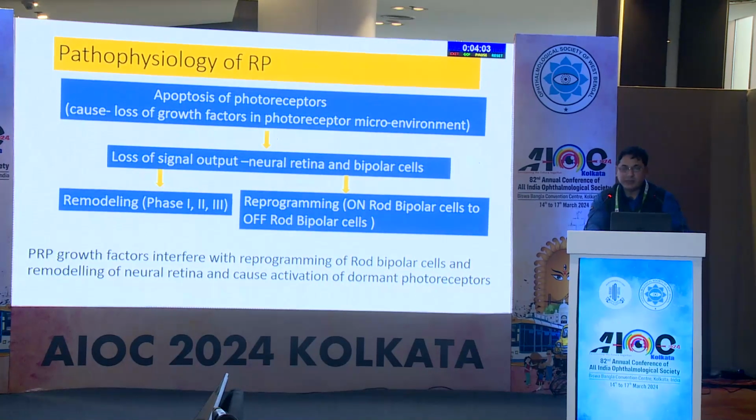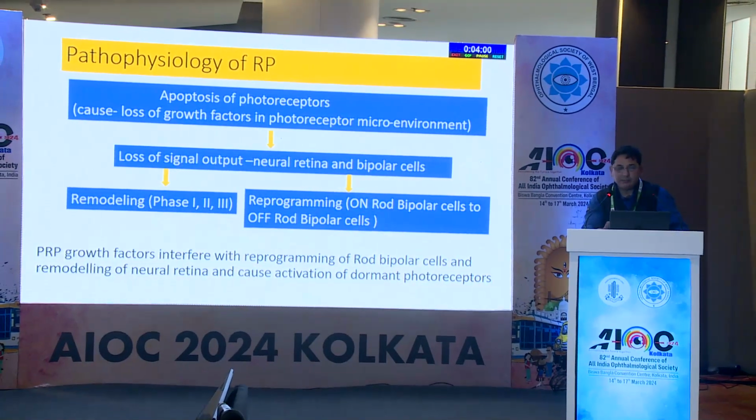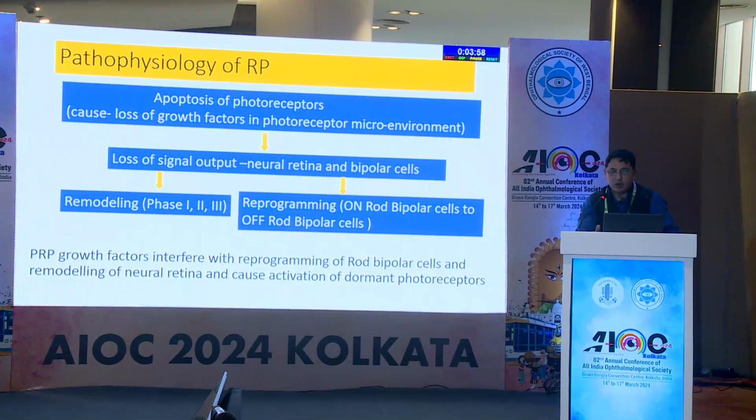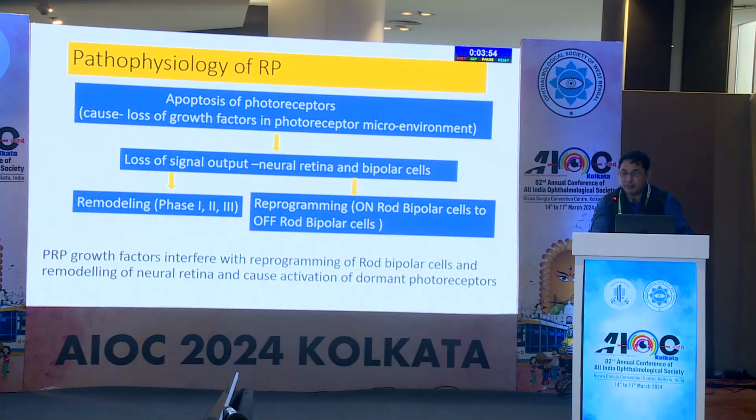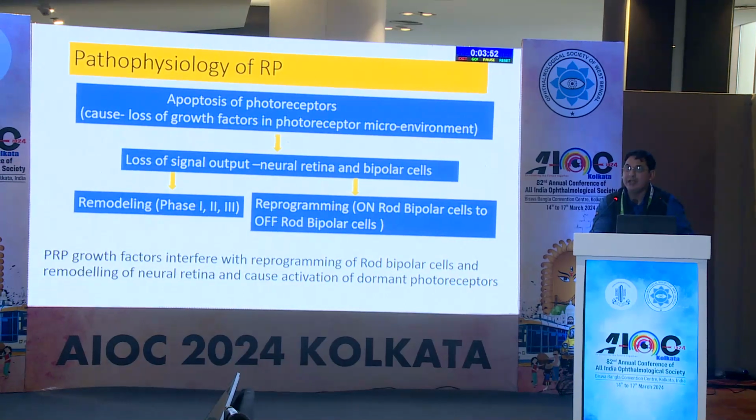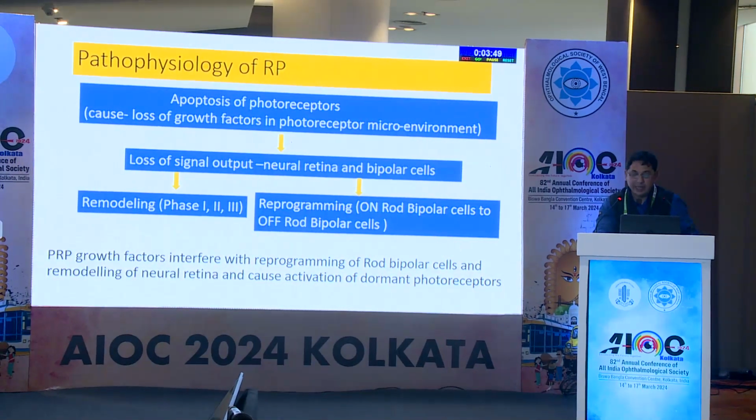So, as the apoptosis is going on, there is a loss of signal output from the sensory rods and cones to the neural retina and bipolar cells, and that leads to a phenomenon called deafferentation of the neural retina. That leads to a phenomenon called remodeling at the cellular level, which is characterized into phase 1, 2, and 3, and reprogramming at the molecular level, that is, the rod bipolar cells are converted from ON rod bipolar cells to OFF rod bipolar cells.